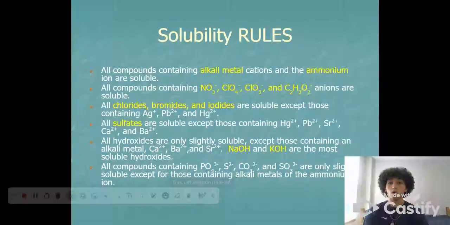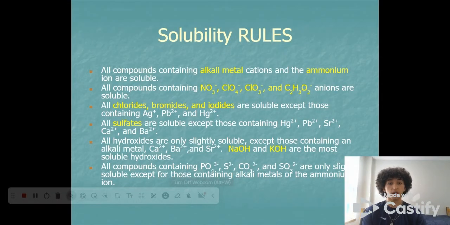So rule 1, all compounds containing alkali metal cations, including group 1 Li, Na, K, Rb, or Cs, or the ammonium ion NH4+, are soluble, always, without any exceptions. So if you see Na+, K+, or NH4+, it dissolves. Done.